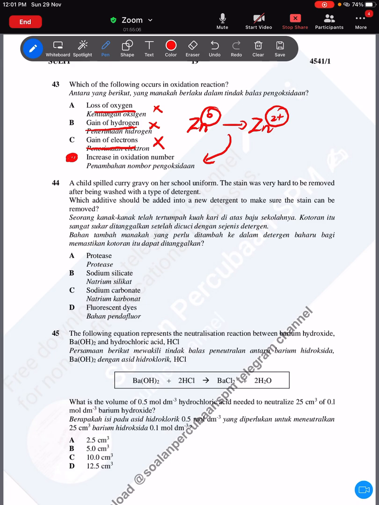A child spilled gravy on her school uniform. The stain was very hard to remove after being washed with a type of detergent. Which additive should be added into a new detergent to make sure that the stains can be removed? Which one can act to remove the stain faster? Protease, very good. What is protease, girl?